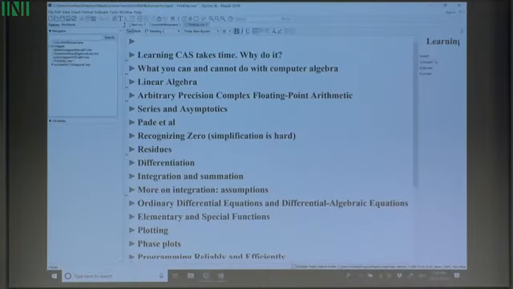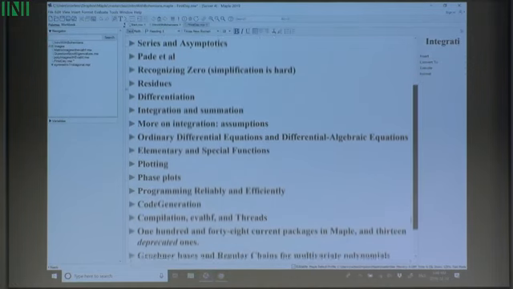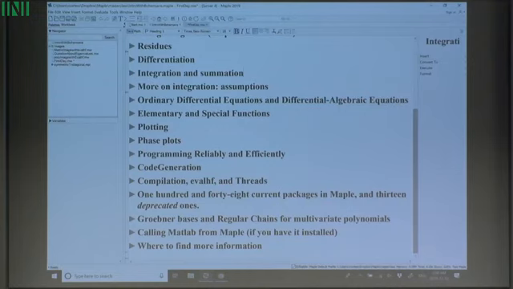Let's escape from here. I've got 10 more minutes left. I can talk more about integration. I can talk about ODEs. I can talk about elementary and special functions. I can talk about plotting. I can talk about phase plots. I can talk about code generation. Actually, let's do a quick one on code generation.